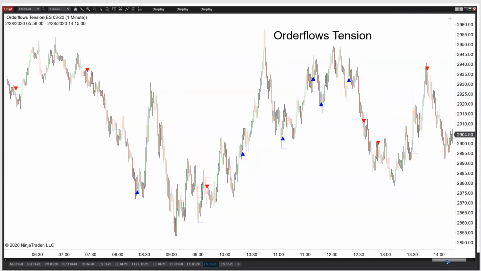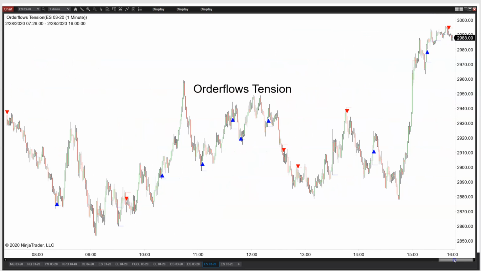But then again, I know some people that have also struggled because they're not used to this volatility, and they didn't realize that they have to expand their stops. They're entering an order, getting filled literally 5-10 points away from the last traded price, then getting stopped out within 2 seconds. So anyway, this is the Orderflows Tension indicator.